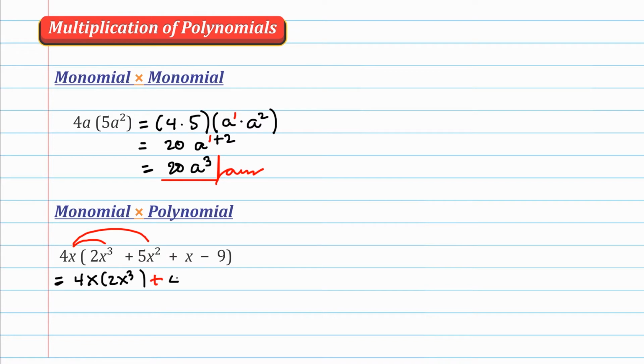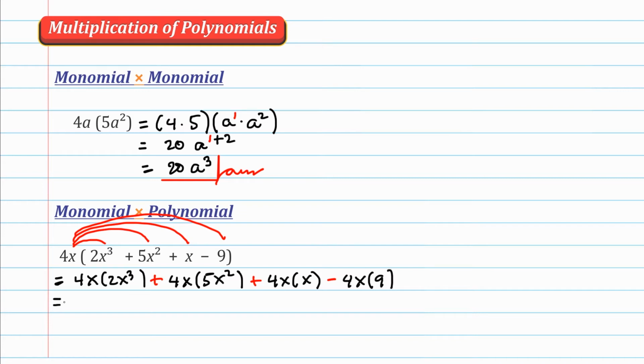So again, we can set it up 4x times 5x squared. And then again, copy this one. So we have plus. This time, let's distribute 4x to x. So we have 4x times x. And finally, distribution also works with subtraction. So copy this one. We have minus. So distribute 4x to negative 9 in effect. Or we can say that 4x times 9. So we have 4x times 9.